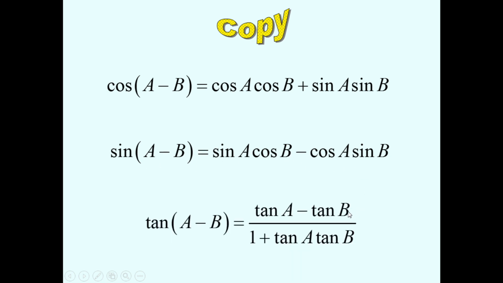And then tangent: tangent A minus tangent B, all over 1 plus tangent A tangent B. Again, those are the formulas you need to know for the formula quiz for this chapter. Also, problems like this will appear on the final, so you'll deal with a lot of problems like this, proving the identities. Again, chapter 7 is the hardest chapter in pre-calc compared to the rest of the chapters you did already.